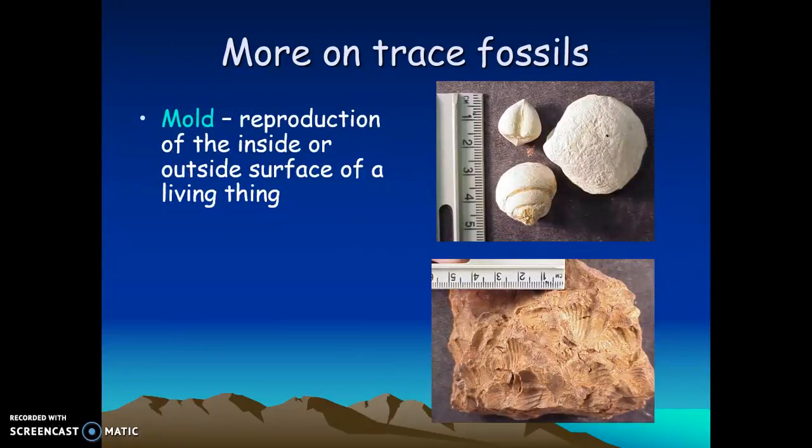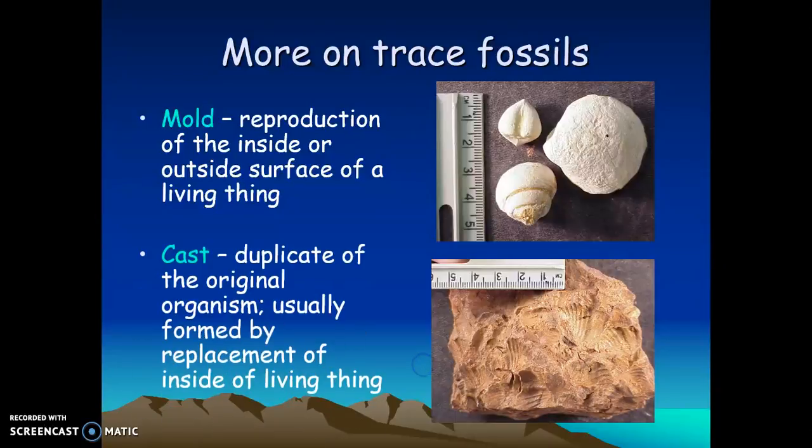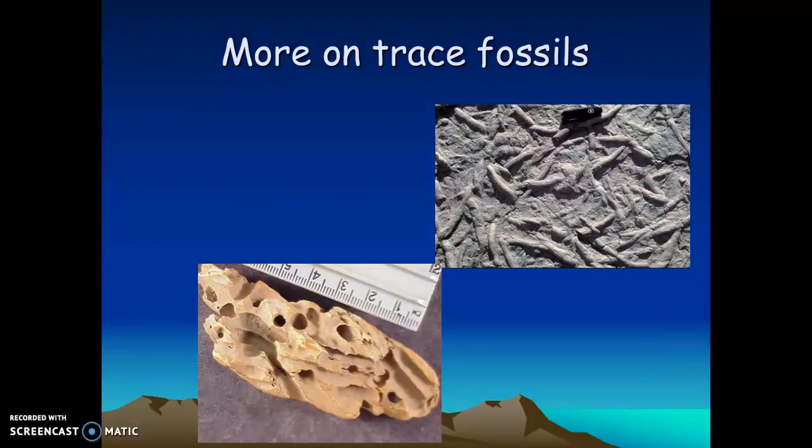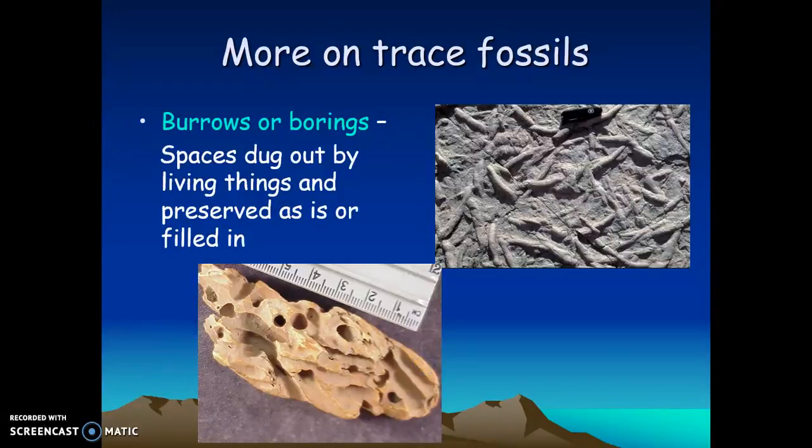This is a mold, the reproduction of the inside or outside surface of a living thing. Then we have the cast, which is a duplicate of the original organism. And this is usually formed by the replacement of inside of the living thing. And then we have burrows or borings, which is the spaces that are dug out by the living things and is preserved in what is filled in.